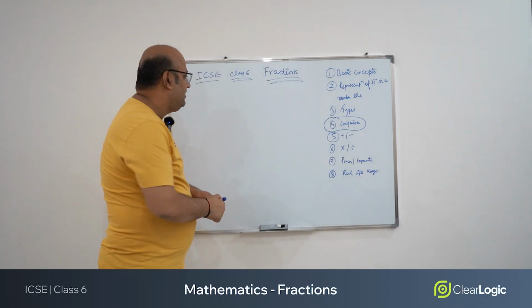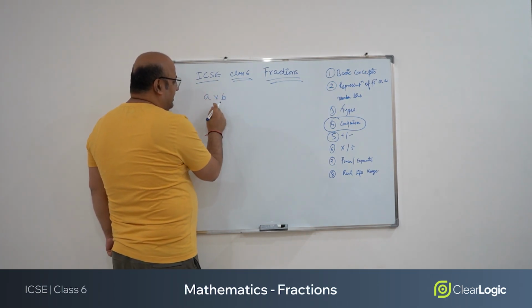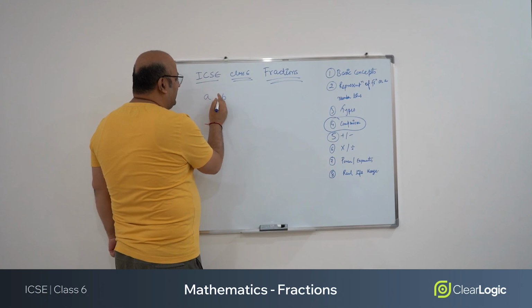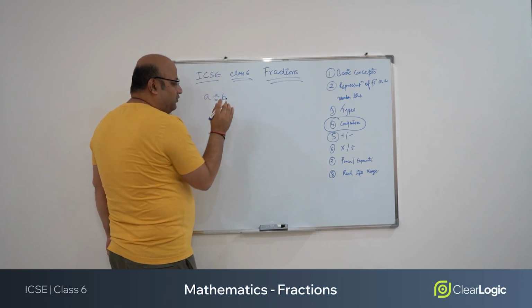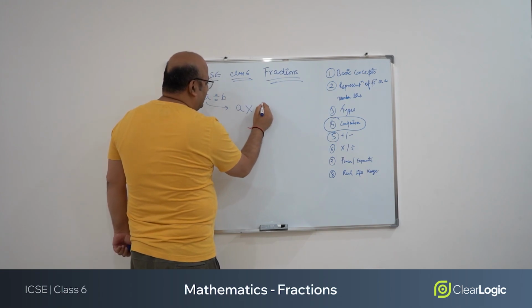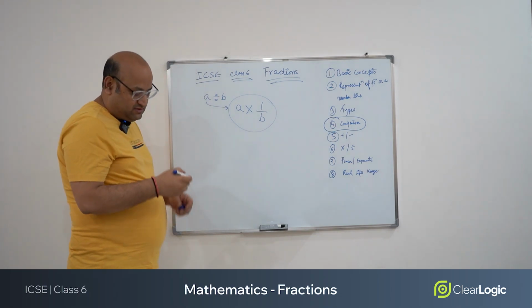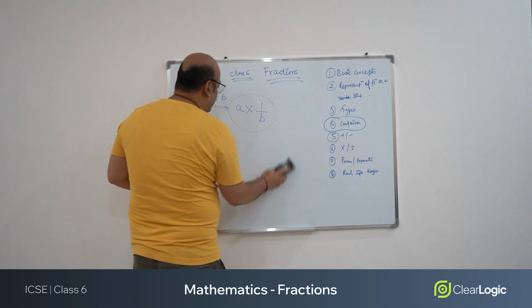Division is nothing but this. If you are multiplying A with B, and if someone asks you, instead of multiplication, divide A by B, then what you need to do is keep A the same and multiply it by the reciprocal of B, that is 1 by B, and that will be the answer. Let me give you a quick example.